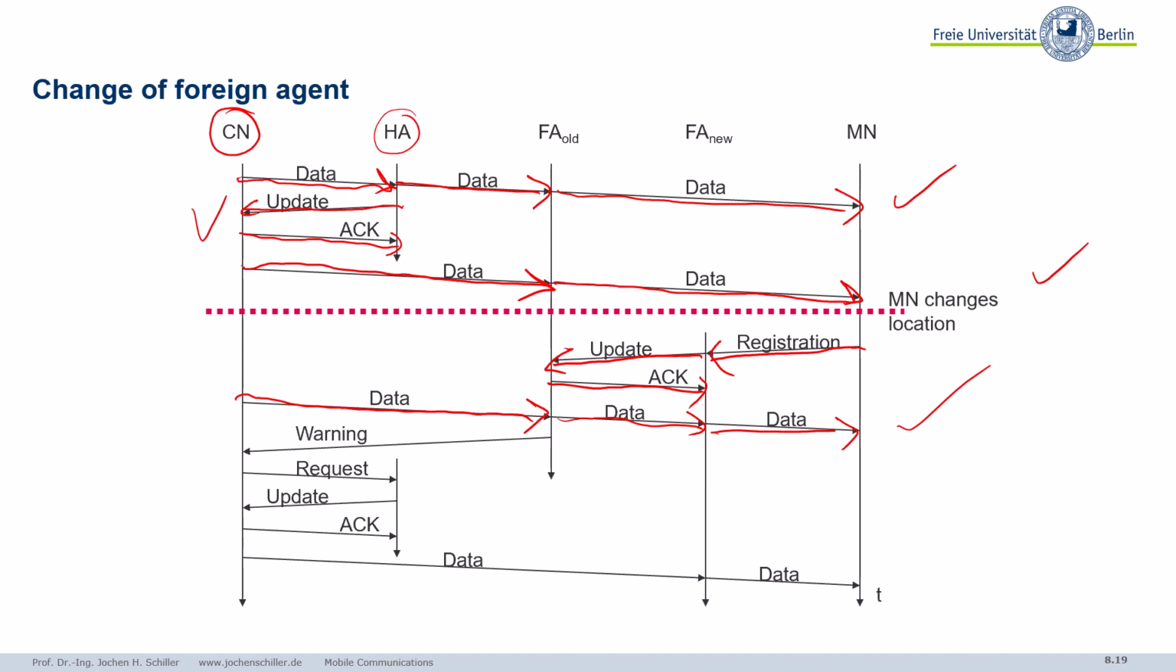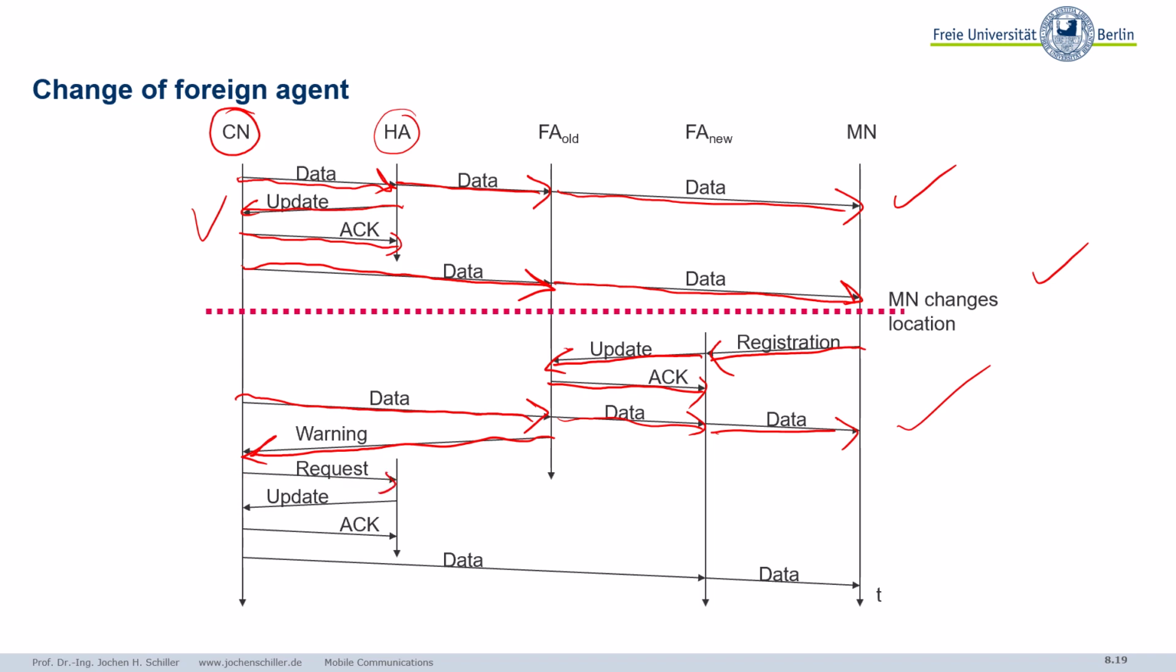But at the same time, the old foreign agent will send a warning to a correspondent node telling, I'm not responsible any longer for the mobile node. Not telling where the mobile node is by now, because maybe this could have changed yet to another foreign agent. The old foreign agent just tells, well, I'm not responsible any longer. Please ask the home agent.